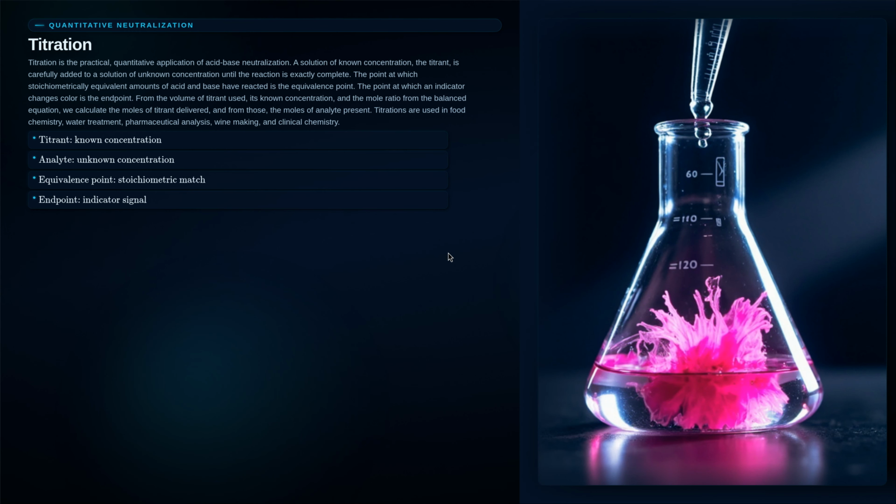Titration is the practical, quantitative application of acid-base neutralization. A solution of known concentration, the titrant, is carefully added to a solution of unknown concentration until the reaction is exactly complete. The point at which stoichiometrically equivalent amounts of acid and base have reacted is the equivalence point. The point at which an indicator changes color is the endpoint.